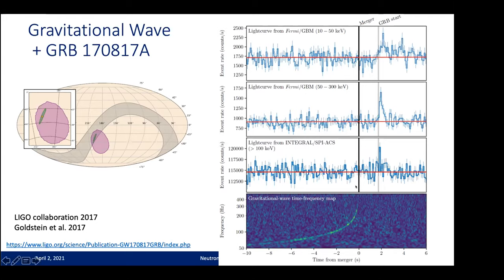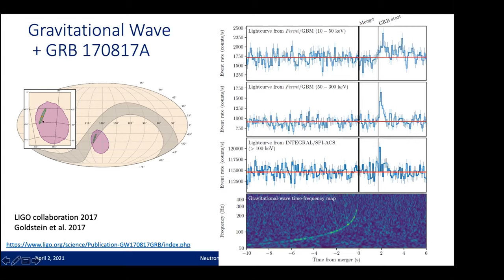And there was a 2 second delay. From this delay, they were trying to estimate the propagation time of the gravitational wave and the light propagation speed. Like I said, GBM does not have a very good location capability. So when you see a burst like this, we're not sure if this is from exactly the location of this merger or not.